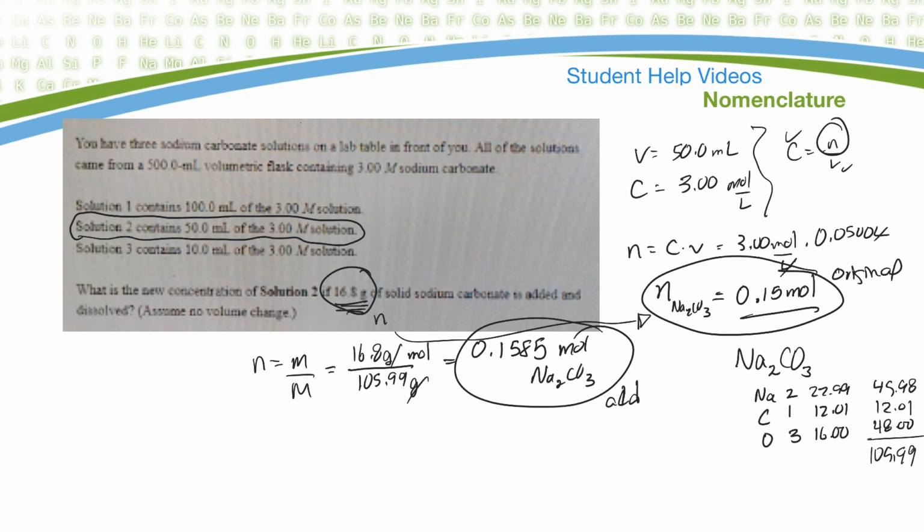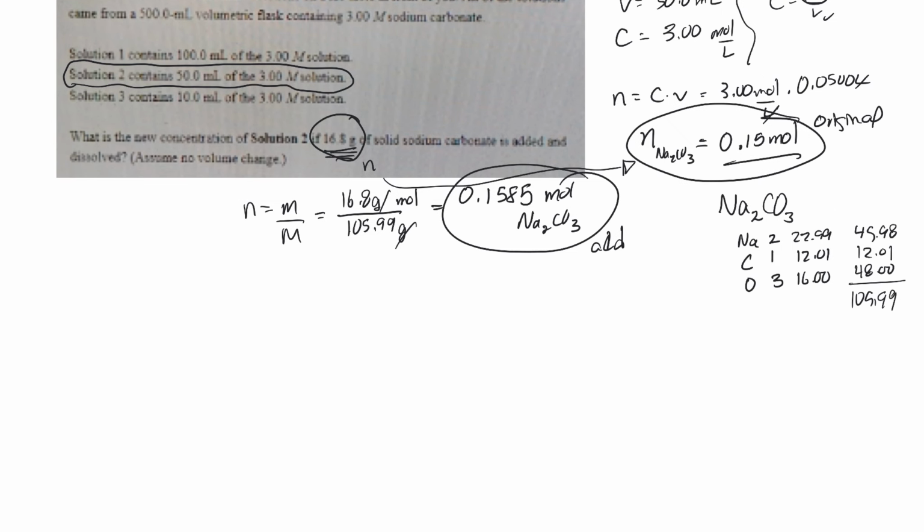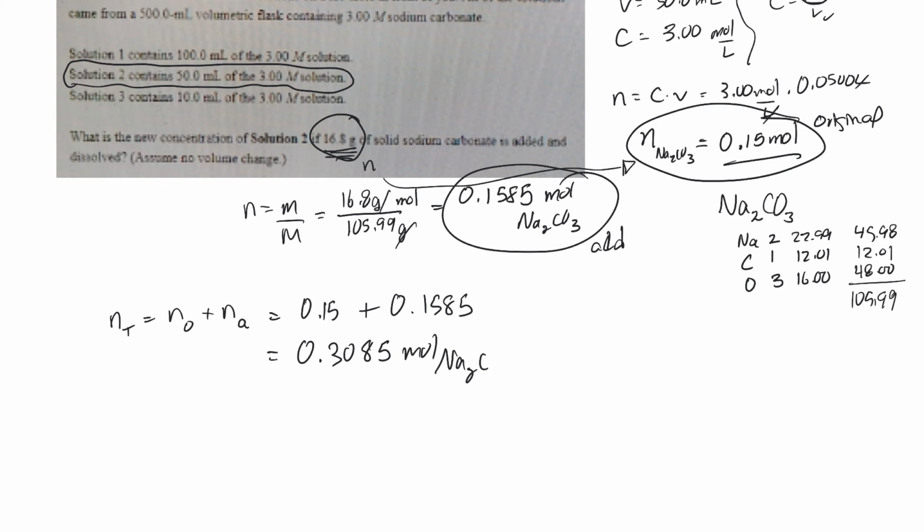So my total moles will be the moles from the original plus the moles that I add. I'm making up my own formula there, but hopefully it makes sense. So 0.15 plus 0.1585. So altogether that should be 0.3085 moles of sodium carbonate. And then what's the question say? Oh, what's the new concentration?